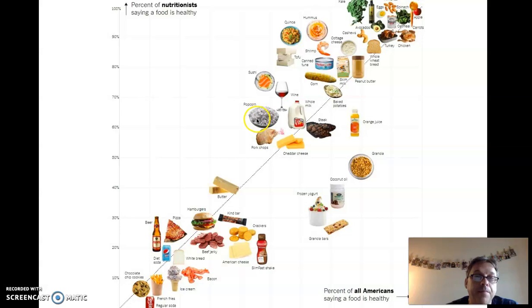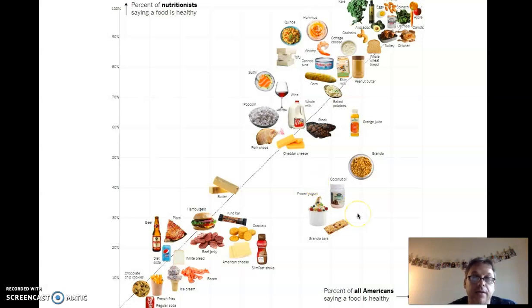So things like popcorn and sushi. These two nutritionists are saying are healthy. Over half of the nutritionists say these are healthy, and tofu. But Americans, not as much. About 50% as well, but it's not as much as people that were talking about things like carrots.